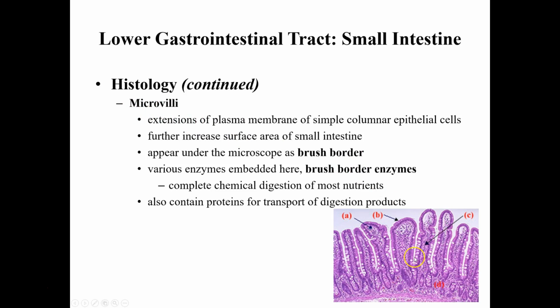On top of the villi, we have more tiny extensions called microvilli. Microvilli increase surface area even further. And this is important because we need a lot of surface area to absorb all the nutrients that we just took in. Within the microvilli, we have enzymes called brush border enzymes that help to digest chemically those nutrients, and then we can absorb them more effectively.